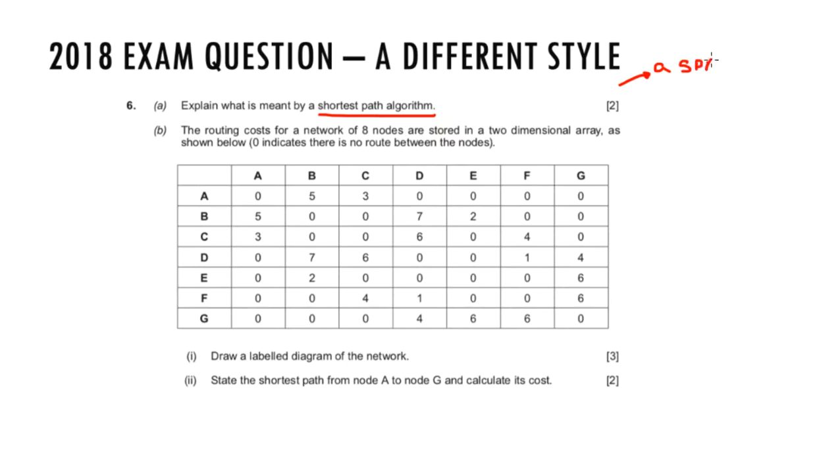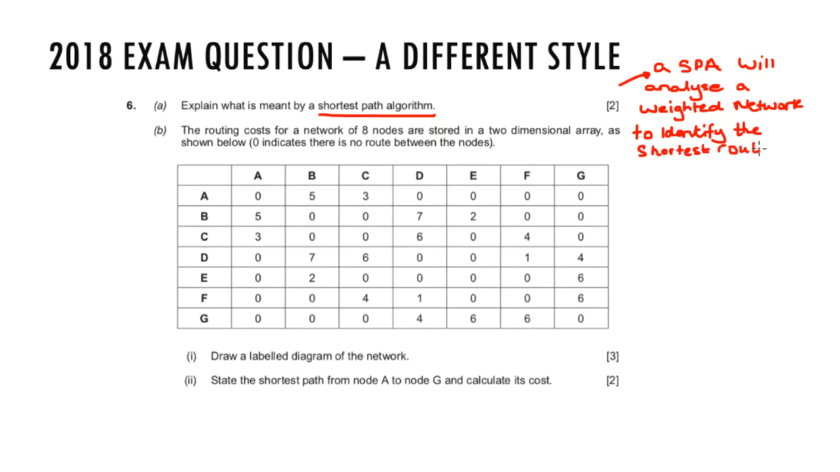So a shortest path algorithm will analyse a weighted network that we saw previously. Its job is to also identify the shortest route between two given vertices. So for the first part, you'll get 1 mark for explaining that it will analyse a weighted network, and for the second mark, it's talking about the ability to identify the shortest route between two given vertices.